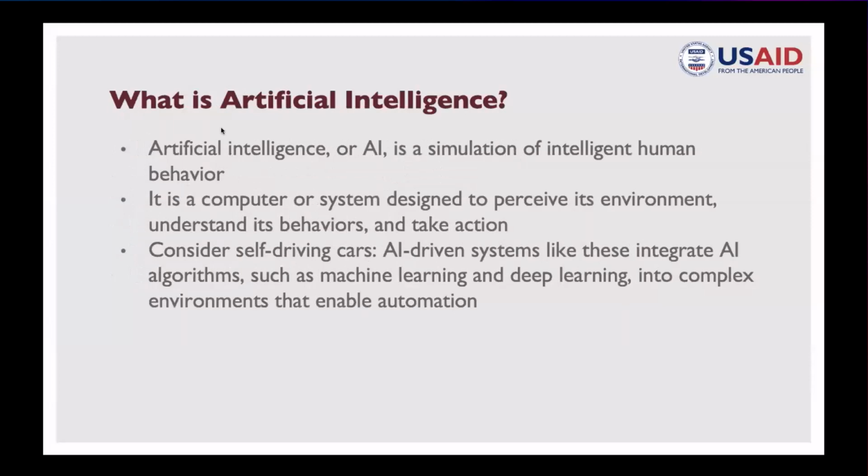Okay. AI is, of course, a simulation of intelligent human behavior. So it is a computer system designed to perceive its environment, understand its behavior, and take action. I think it's common nowadays to interpret AI as something that is trying to imitate human intelligence or human behavior. Now, a very good example would be the self-driving car.